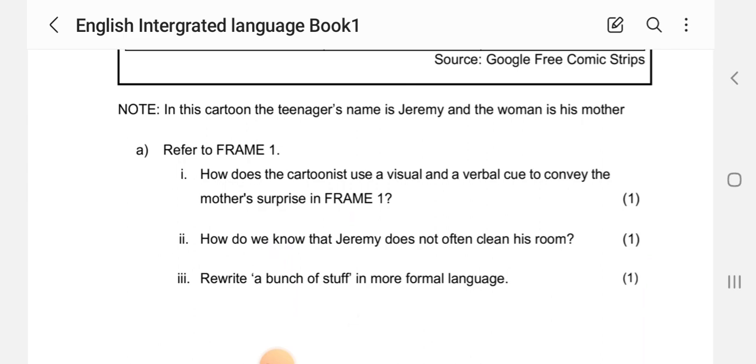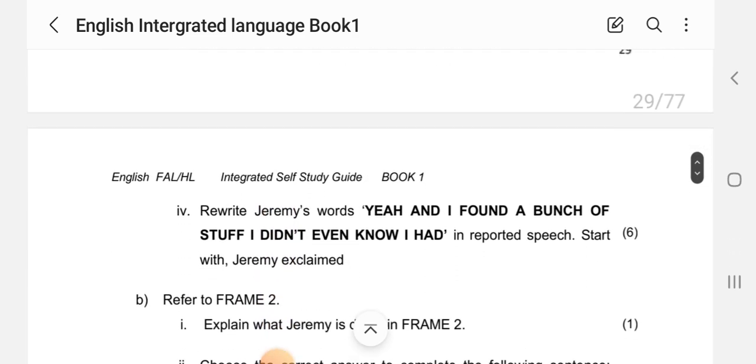Rewrite a bunch of stuff in more formal language. Okay, you have to rewrite a bunch of stuff in more formal language. What is a bunch? It's like a lot of things. So a bunch of stuff is like a lot of stuff, and then you can say a large number of possessions for a more formal language. So he found a large number of possessions.